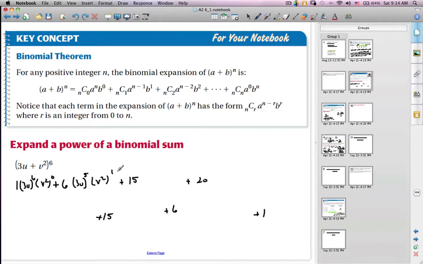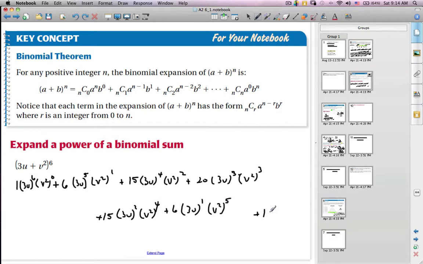v squared to the 1st, right? And again, 5 plus 1 is 6. My exponents always add up. 3u to the 4th power, v squared to the 2nd power, 3u to the 3rd power, v squared to the 3rd power, 3u squared, v squared to the 4th, 3u to the 1st power, v squared to the 5th, and 3u to the 0 power, v squared to the 6th.